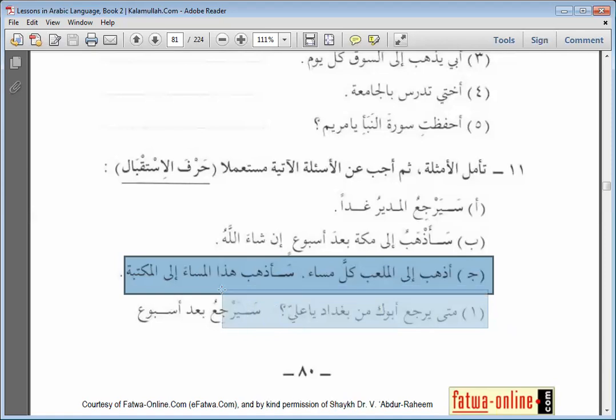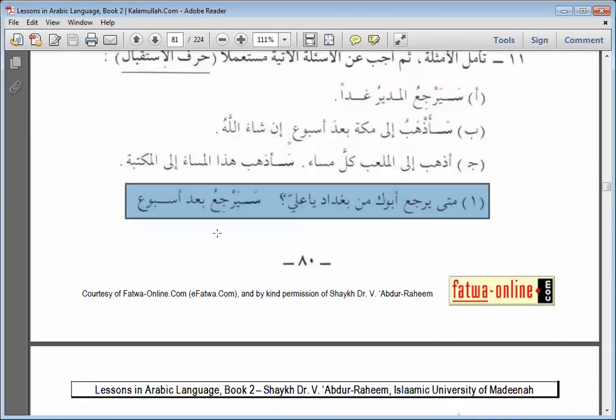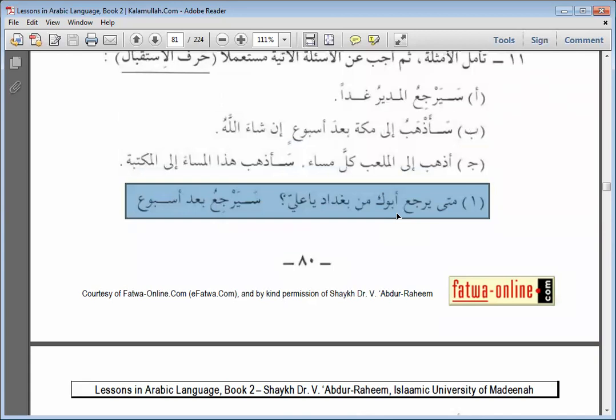Or rather, no, this is the first question, right? You have to change this to the future tense. You have to answer the question using the future tense. Okay, let's see here. متى يرجع أبوك من بغداد يا علي؟ When is your father returning from Baghdad, O Ali?